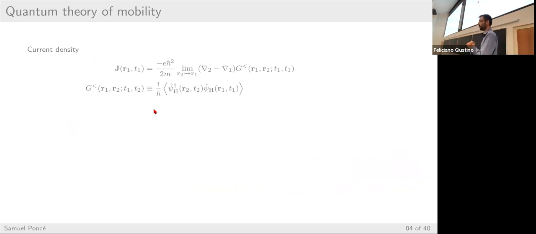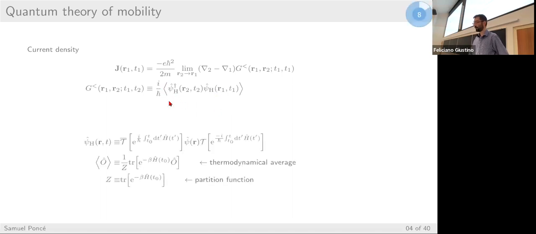Okay, so the idea is that I want to start from this very general many-body framework, in which you can define the current density in terms of the gradient of this lesser Green's function. Yesterday, Feliciano introduced the Green's function in terms of field operators. Those are time-dependent Heisenberg field operators. And so you can see the Green's function as a propagator. You have a particle that you create, and it propagates from time 1 to time 2, and so on. And you can also include temperature through this thermodynamical average.